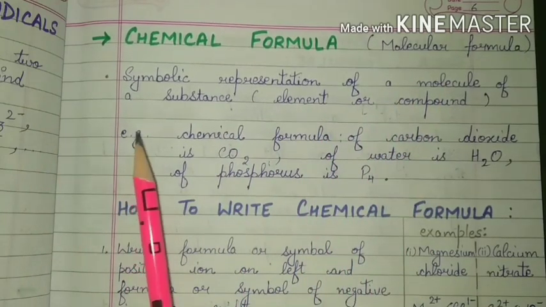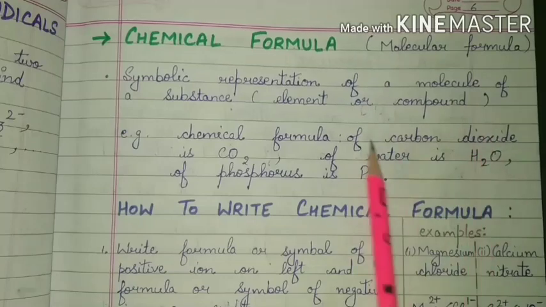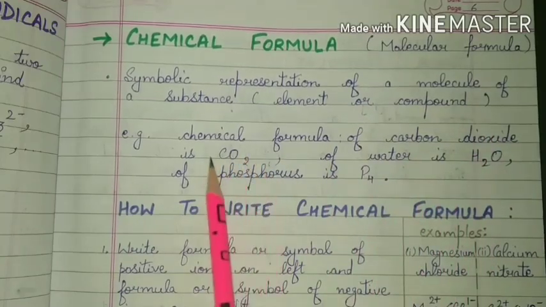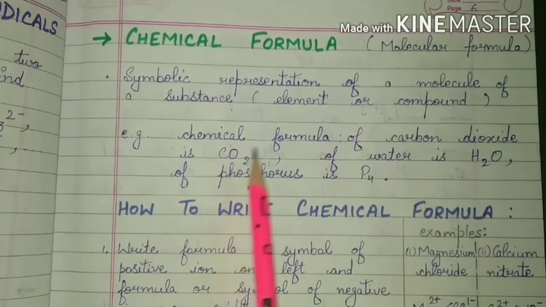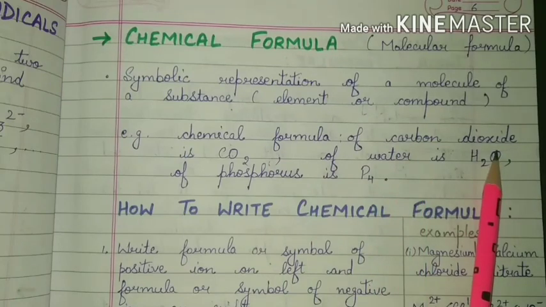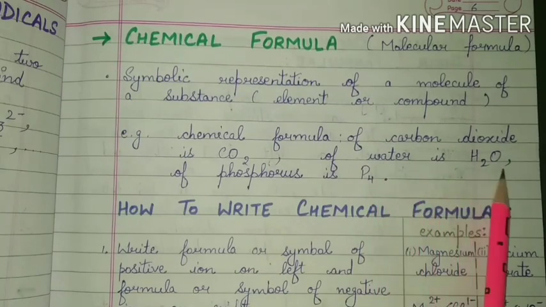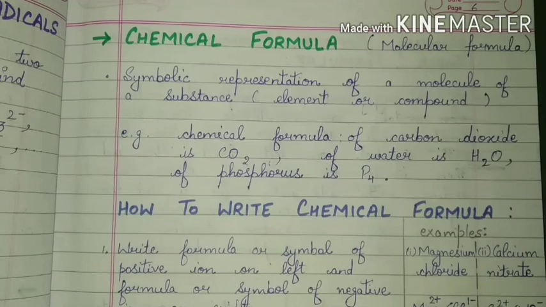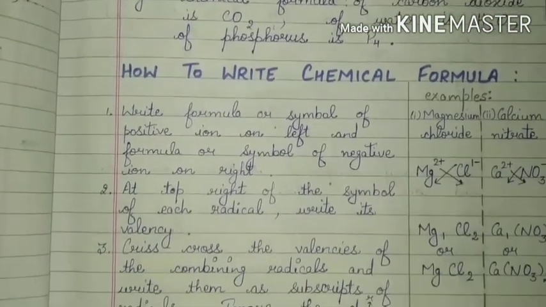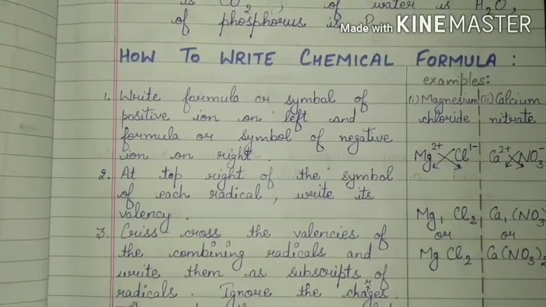For example, instead of writing carbon dioxide, we can also write CO2. So it means CO2 is the chemical formula of carbon dioxide, and the chemical formula of water is H2O. We can write the chemical formula of any compound by following some simple steps. So let's see what these steps are.